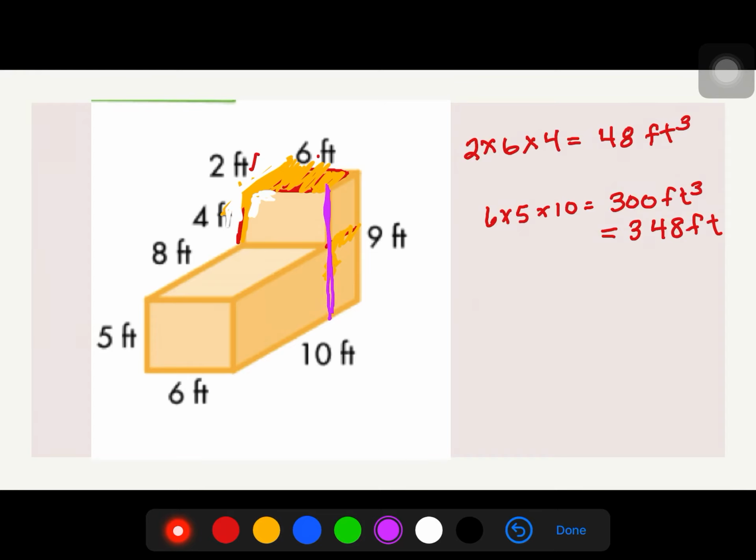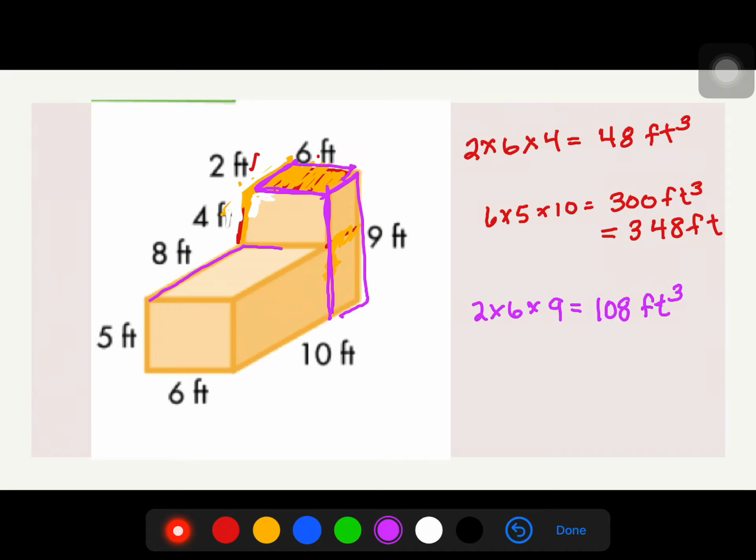So what if I chose to split my shape long ways instead? Well, let's see how I would do. I know that the area here at the top is still 2 by 6, right? 2 by 6, but this time I'd multiply it by 9. 2 by 6 by 9. And that equals 108 feet cubed.